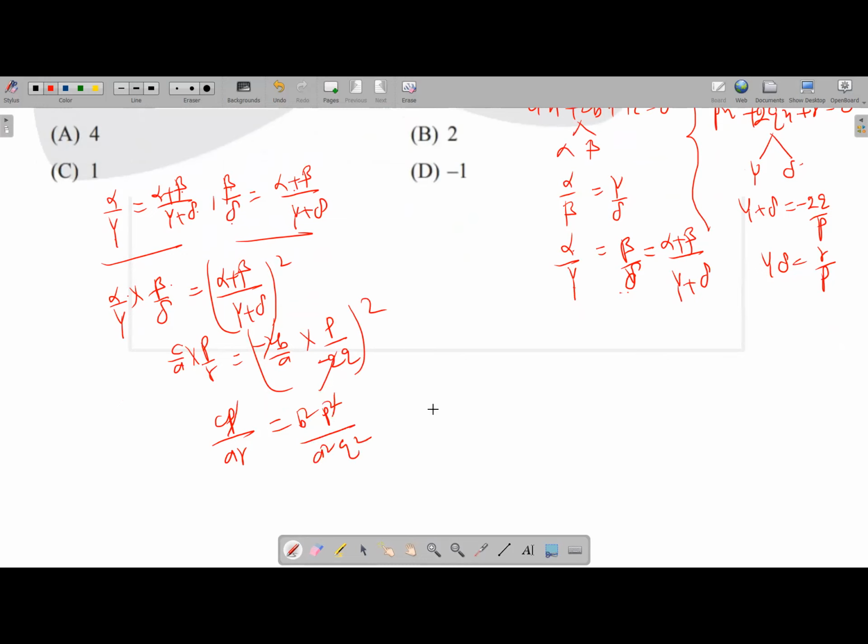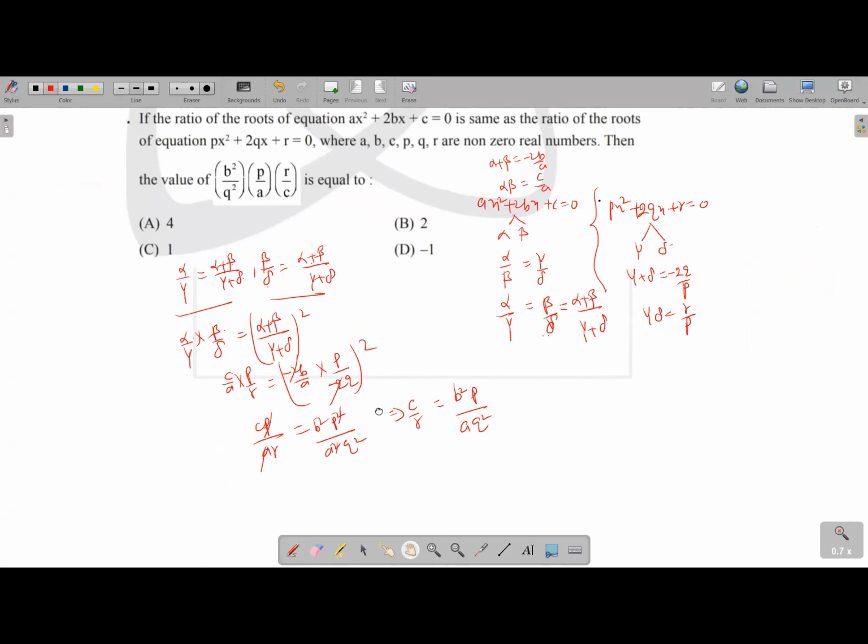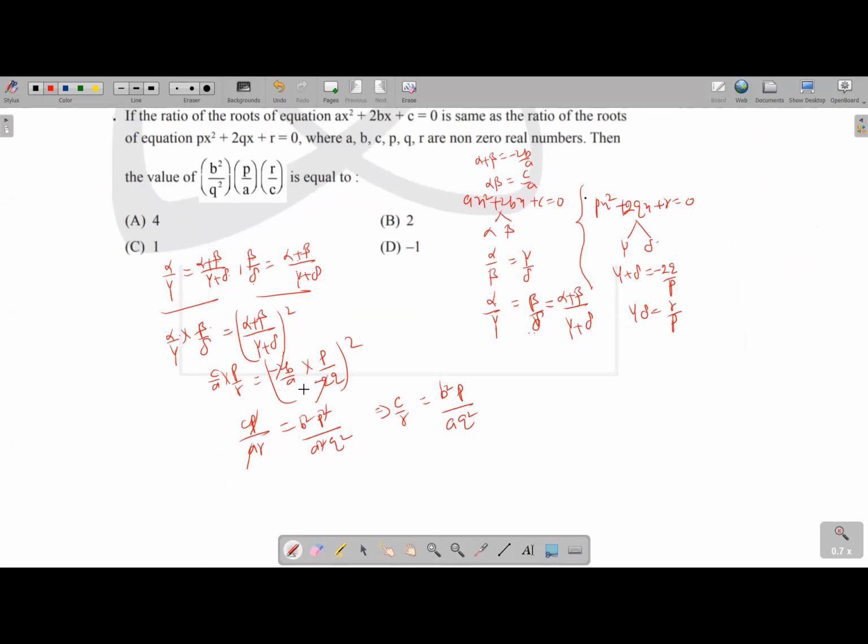P gone, p gone. A gone, a gone. So c upon r equal to... Shreya ji, welcome. So what is that value you just crossed out, sir? From here, the sum of the roots, product of the roots I put. No, sir. Is that qp? What is that? I didn't understand. What value is that, sir?